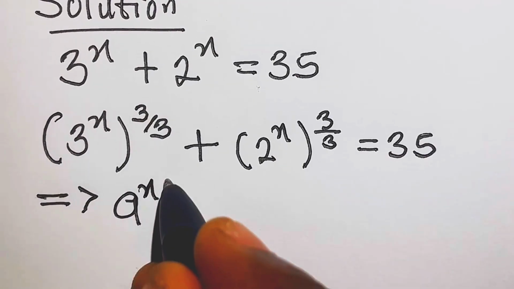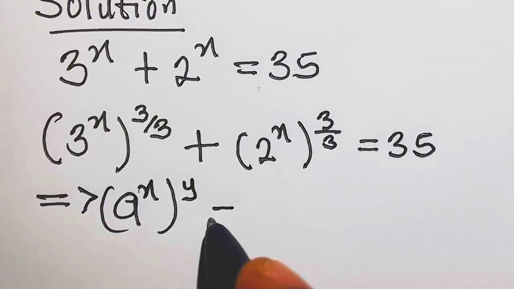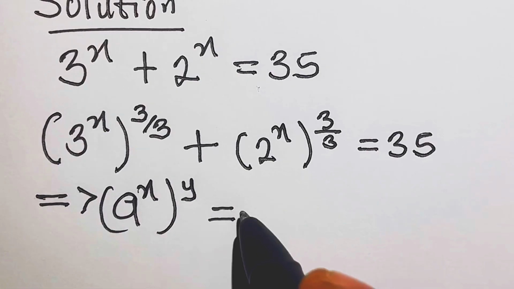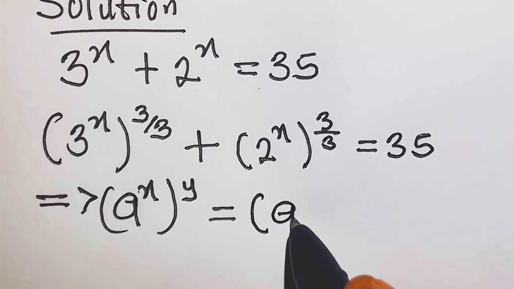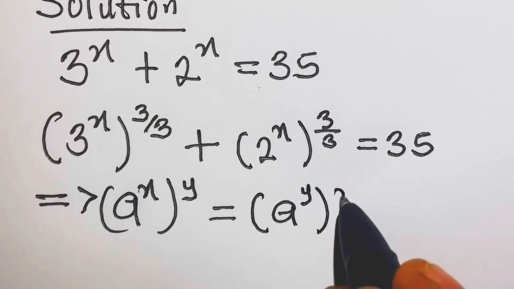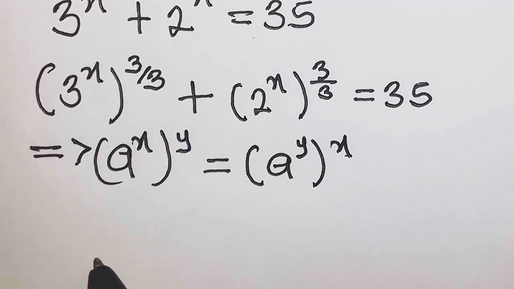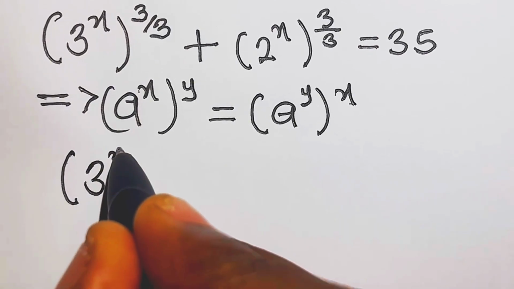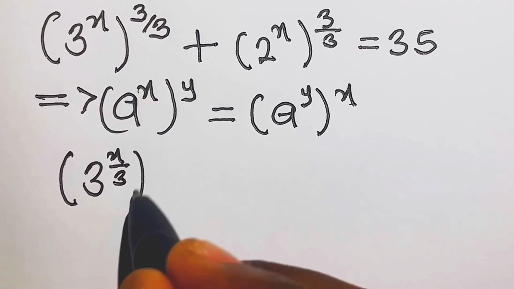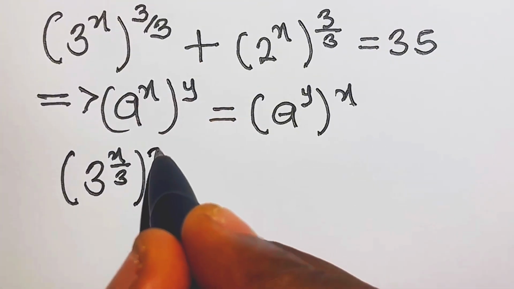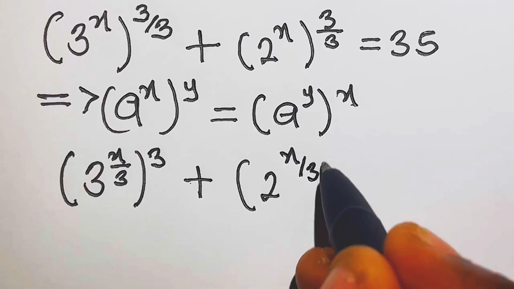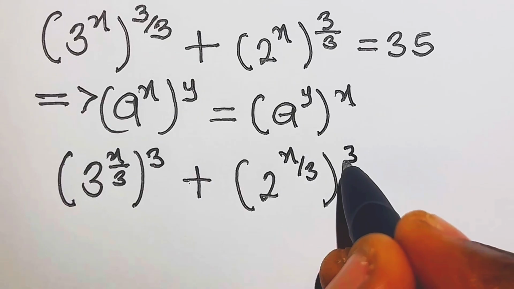a raised to power x, then raised to power y. This is product power law. When a number which is raised to a certain power is again raised to another power, the powers are multiplied. So we will have this is equals to this, a raised to power y raised to power x. They are equal. So applying this to the above, we will have 3 raised to power x divided by 3, then raised to power 3, plus 2 raised to power x divided by 3, raised to power 3, right?